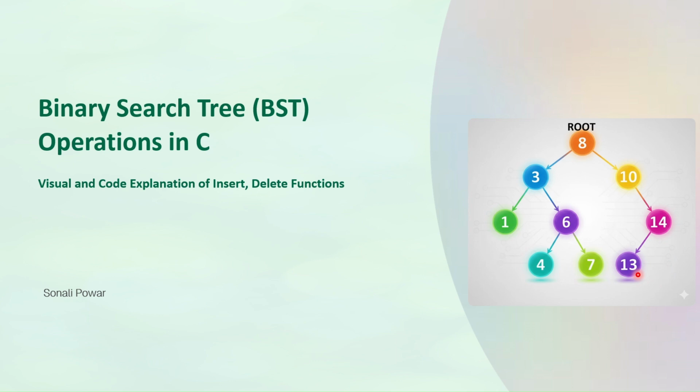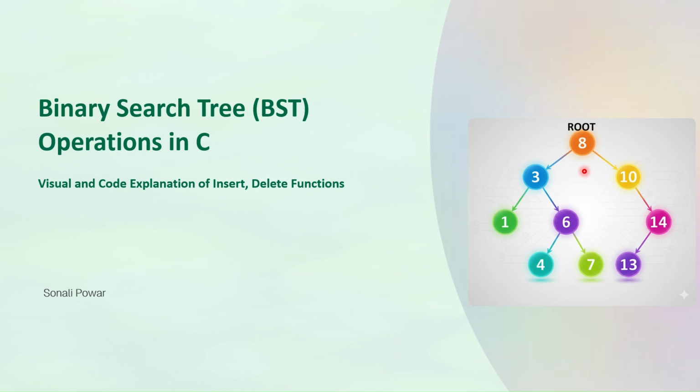Now the first rule of the binary search tree is that you can connect a maximum of 2 elements to one parent. It means one parent can have a maximum of 2 children. In the case of 8, you cannot connect a third element to 8. This is the first rule of the binary search tree.